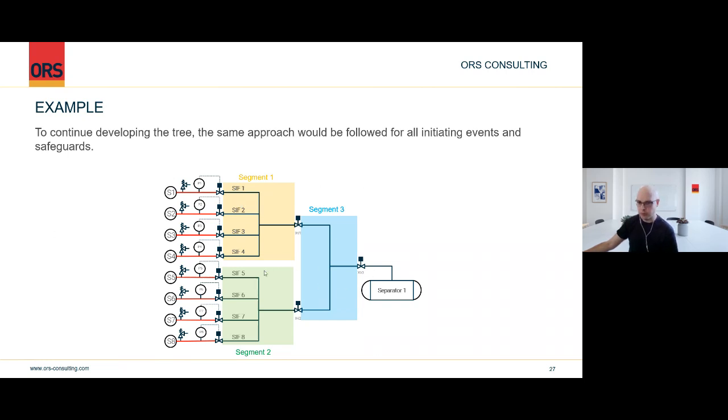So yeah, you don't need to do them all together because a demand will be a demand no matter where the demand happens in the system. So a demand in XV1 is the same as a demand in XV3 for the SIF. The SIF doesn't know what the cause is. So you're just checking that it still maintains its probability of failure on demand. So that's it.